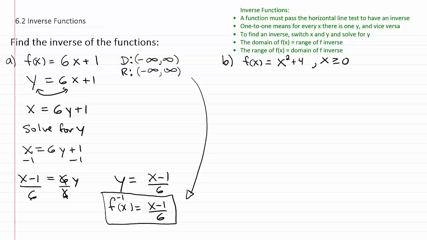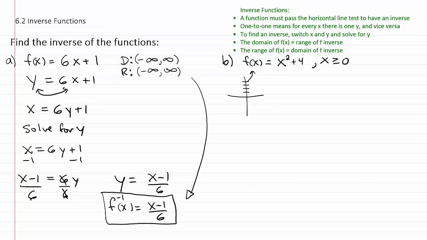All right, let's take a look at the b part then. It looks like it's a parabola that's been shifted up 4 units. If we look at this, it looks like they moved a basic parabola up 4 units. But they're being careful to say x must be greater than or equal to 0 because a parabola is not a one-to-one function, since it fails the horizontal line test. So they're just taking it from this point over, and using that piece of the parabola.